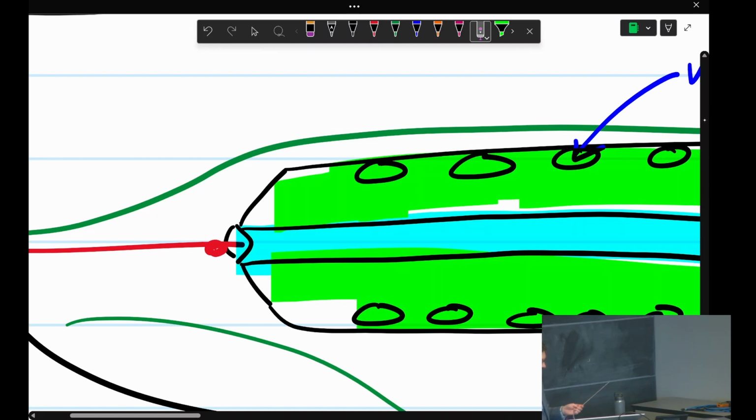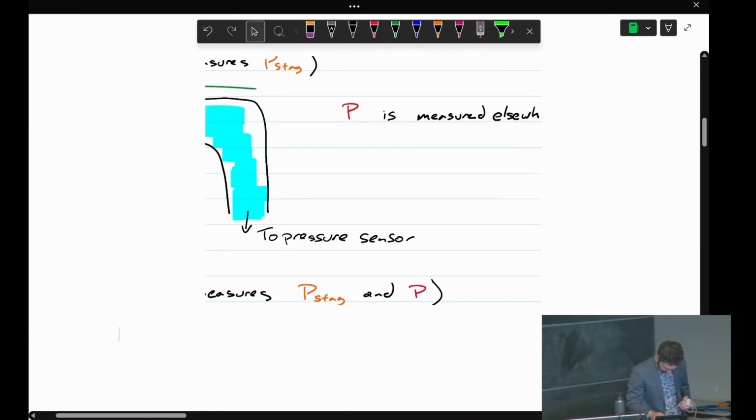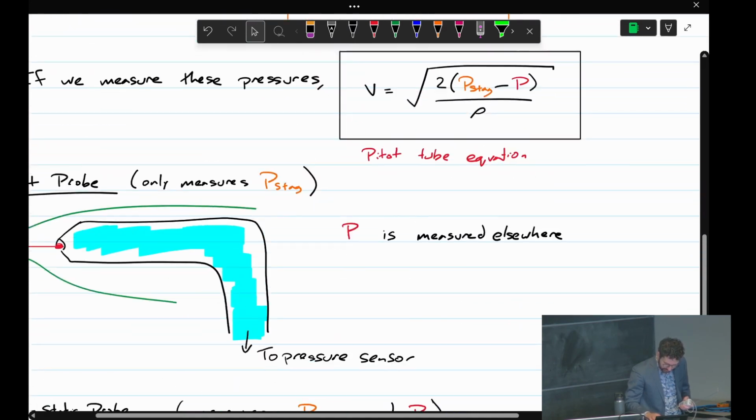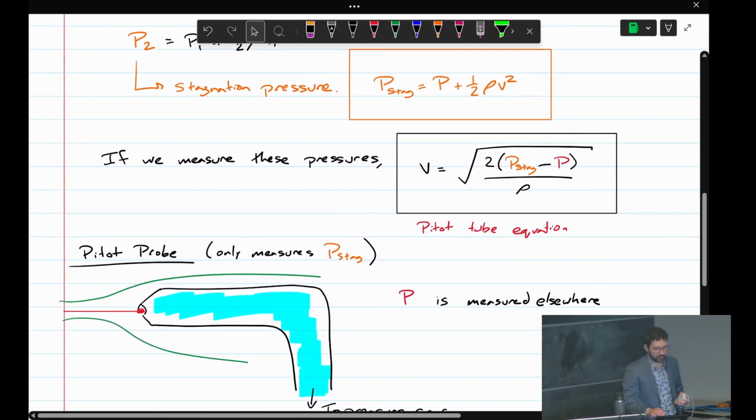You connect one tube to this and one tube to this. Then the difference between those is actually what we see in our pitot tube equation. So if we have a differential pressure sensor, we can basically read the difference between those.